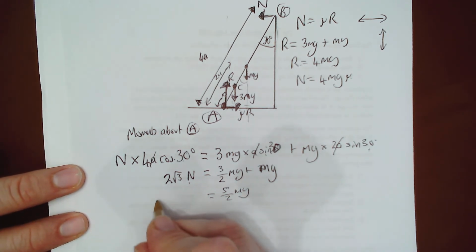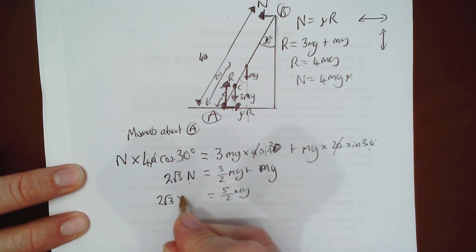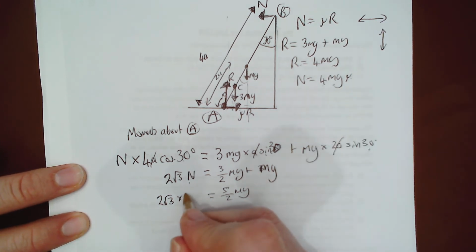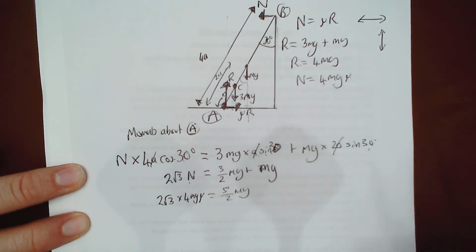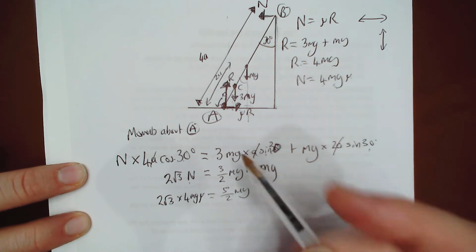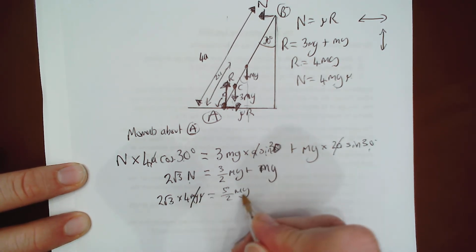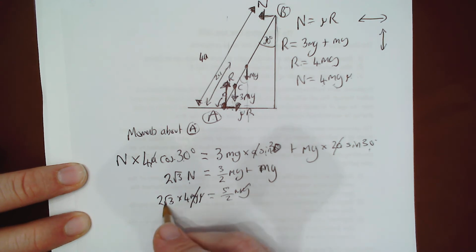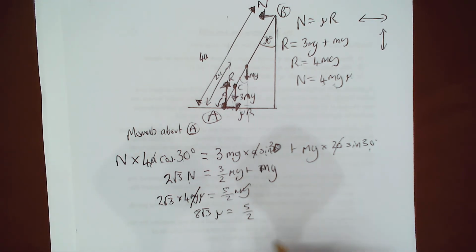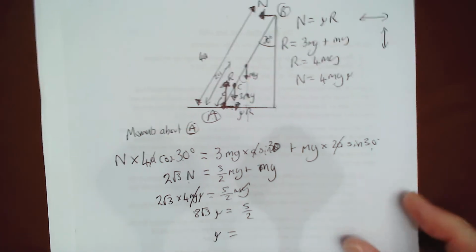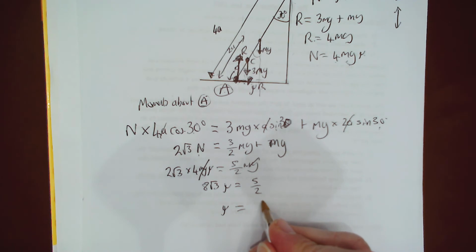Well, what is N? 2 root 3 times N, and N we can see up here is 4mg mu. So this comes in handy. It's a combination of taking moments and resolving forces. Notice I've got an mg there. It's nice to cancel this stuff out. 4 times 2 is 8, so I've got 8 root 3 lots of mu equals 5 over 2. And as you can see, we are getting there, aren't we? So I can then simplify. 5 over 16 root 3 is your mu. That's your coefficient of friction.